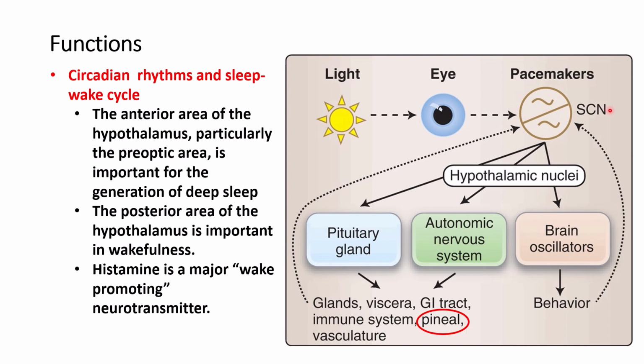The suprachiasmatic nucleus has an effect on the hormones, so the pituitary gland will have an effect on other glands like the thyroid gland and adrenal glands. These are important for metabolism. It has an effect on the autonomic nervous system, and that is for the function of the visceral organs. So the body temperature changes, and the level of hormones also changes during a 24-hour period.